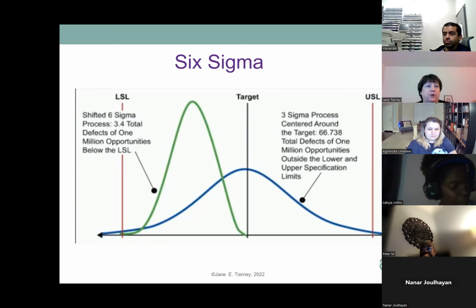And we want to end up with this blue line kind of thing, much more than we want to end up with the green line. And why is that?